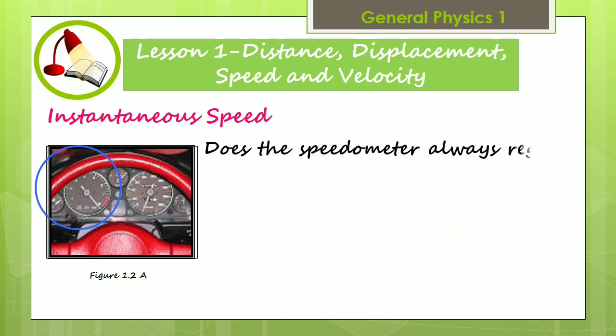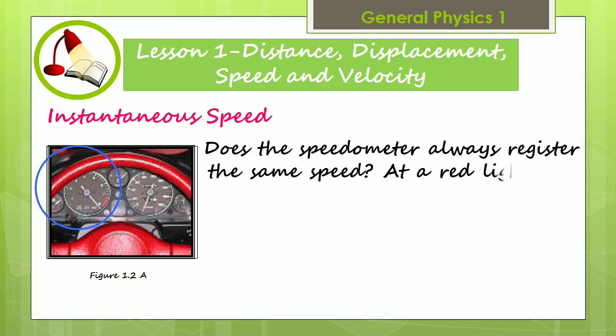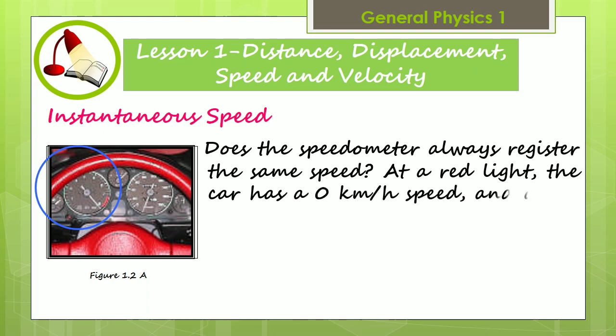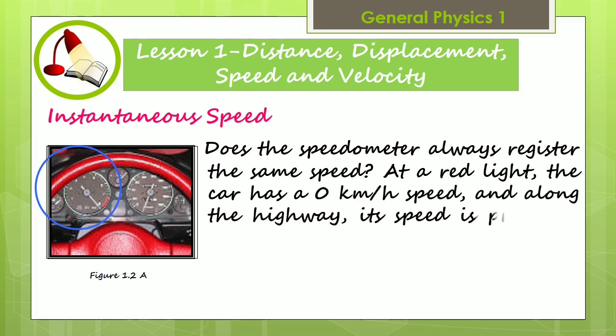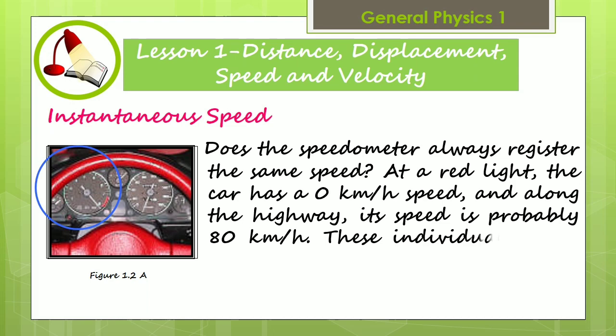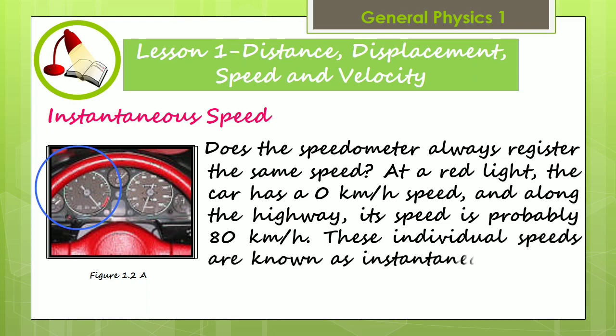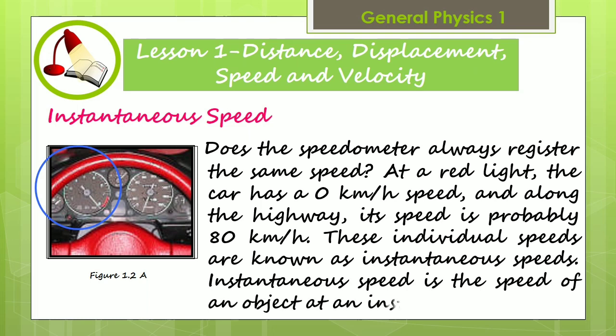Does the speedometer always register the same speed? At a red light, the car has a 0 km per hour speed, and along the highway, its speed is probably 80 km per hour. These individual speeds are known as instantaneous speeds. Instantaneous speed is the speed of an object at an instant.